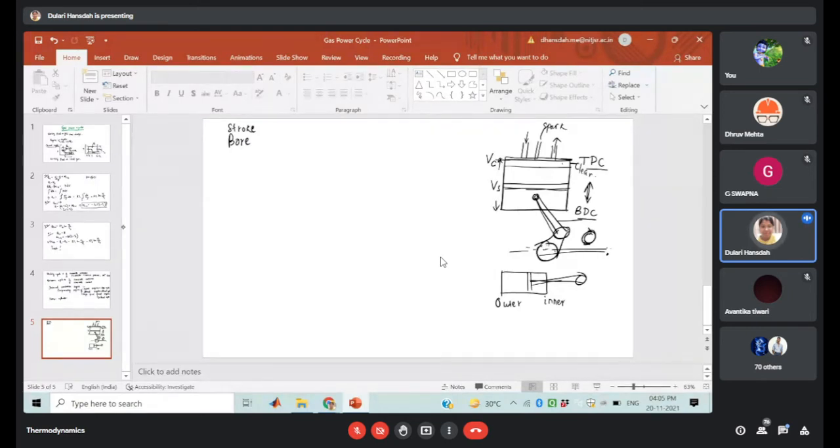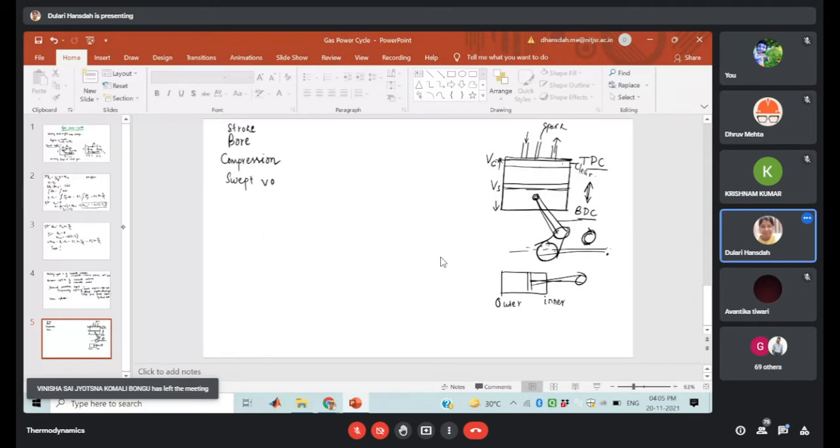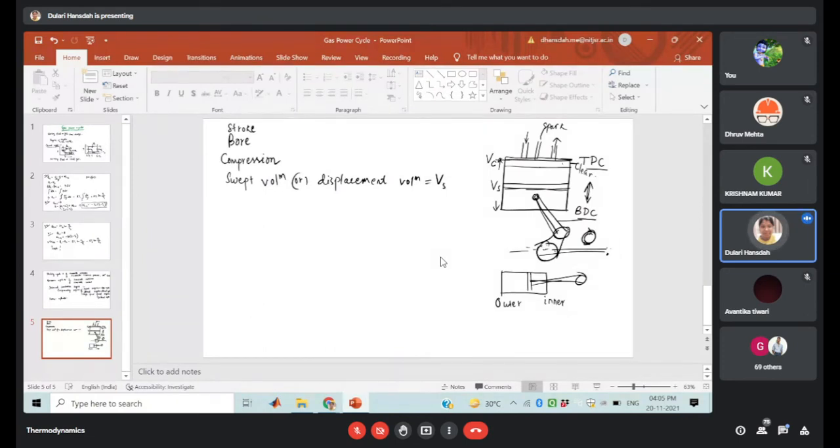Then we have the term compression ratio. VS is known as your swept volume or displacement volume. This volume is nothing but the volume displaced by the piston when it moves from the top dead center to bottom dead center. So that is your displacement volume. Then we have the term compression ratio, which we sometimes represent as r, or sometimes as rc. Different notations are there.